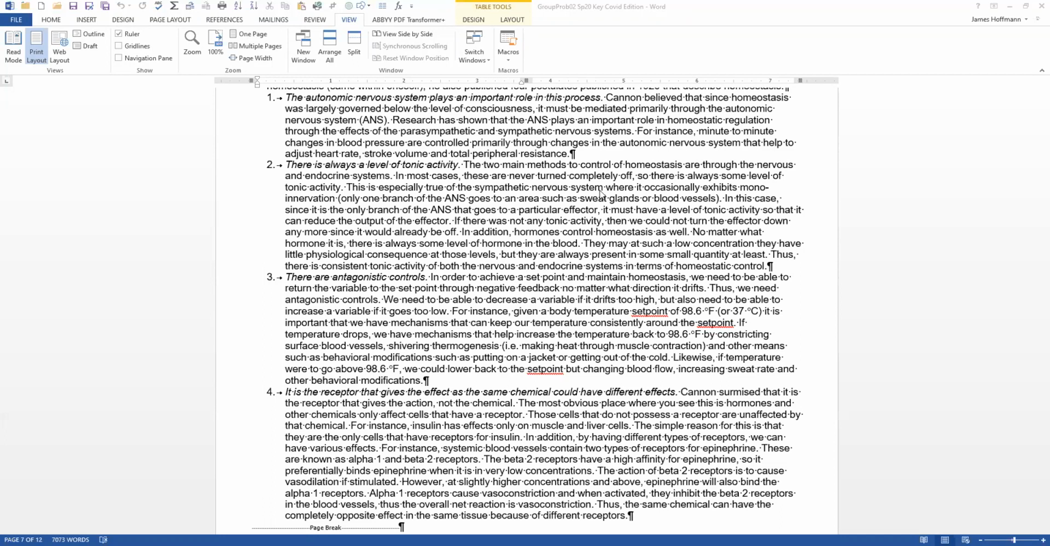And then the last one is it's the receptor that gives the effect, not the chemical. And so we have levels of hormones flowing around our body. But as an example, when you get scared, epinephrine, or you can also call it adrenaline, it's the same thing, will not affect your skeletal muscles at all. Why? Because there's no receptors there. But what it'll do to your blood vessels in your heart, it'll actually cause them to dilate. So in your cardiac muscle, at least the blood flow through it, it causes dilation of it.